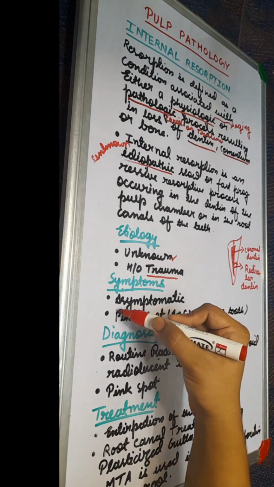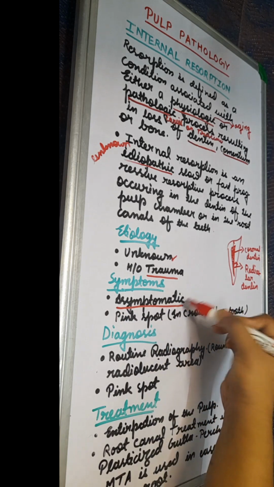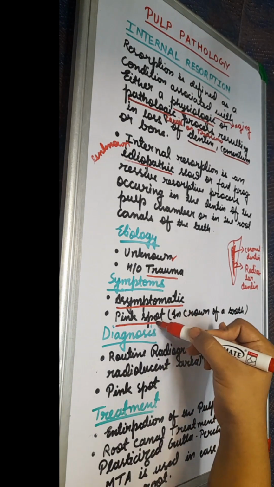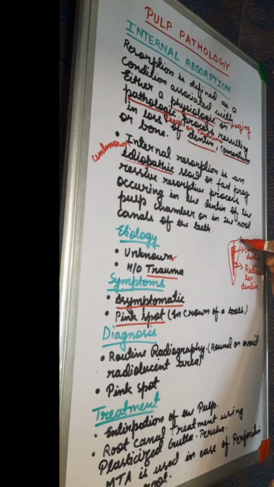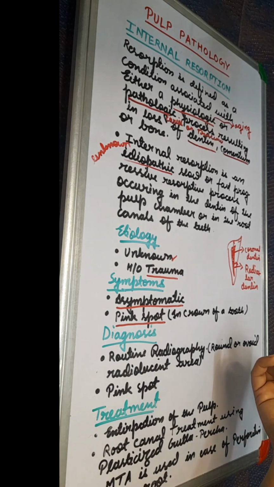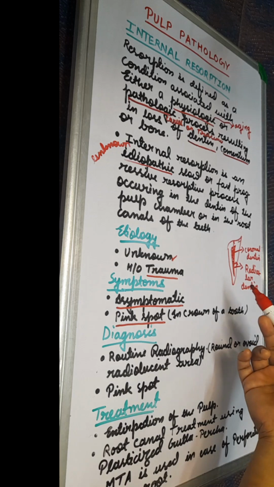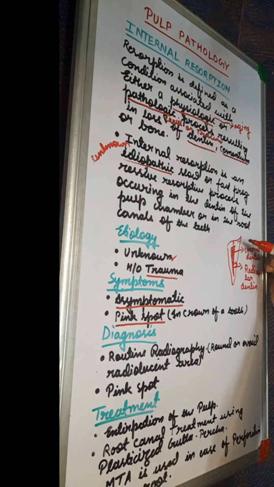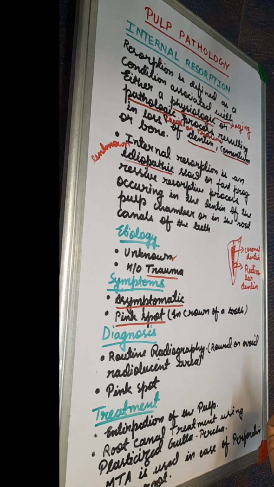Symptoms appear as asymptomatic. Most of the time, internal resorption does not give any symptom, and sometimes it appears as a pink spot when the resorption reaches the coronal portion of the crown. When it is in the dentine or in the root canal, it doesn't give any symptoms. Once it reaches the coronal portion of the tooth, it appears as a pink spot, and the diagnosis is confirmed by routine radiography, and it appears as a round or ovoid radiolucent area.